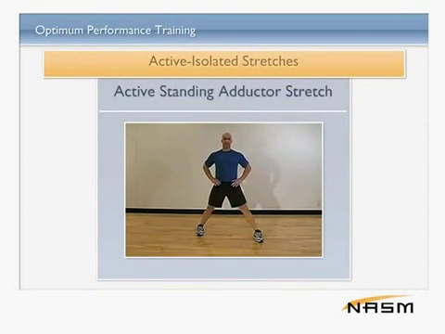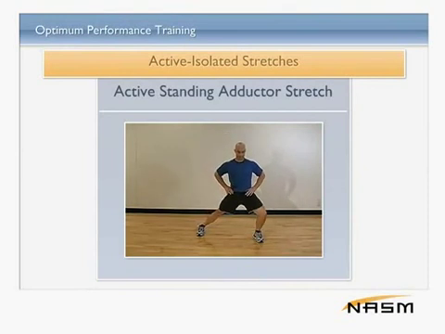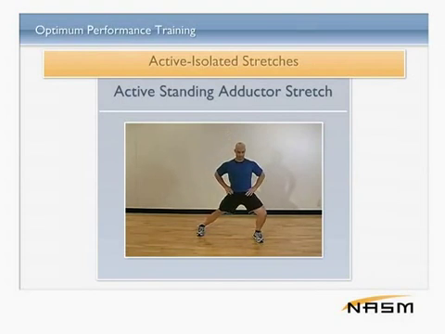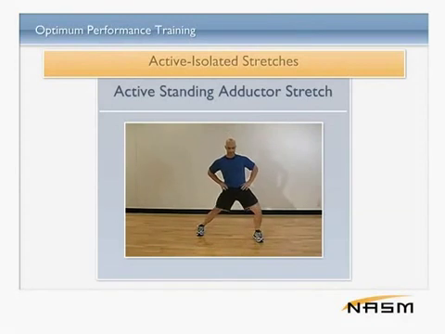Extend one leg back so the toe of the back leg is in line with the arch of the foot of the other. Both feet should be pointed straight ahead. Draw the navel inward. Slowly move in a lateral motion until a stretch is felt on the medial portion of the thigh. Hold for 1 to 2 seconds for 5 to 10 repetitions.